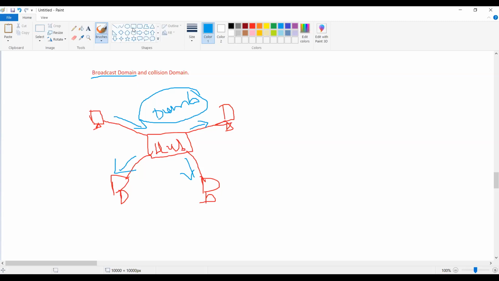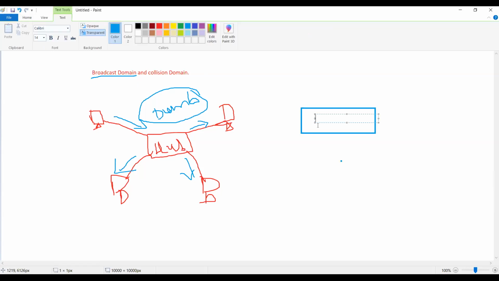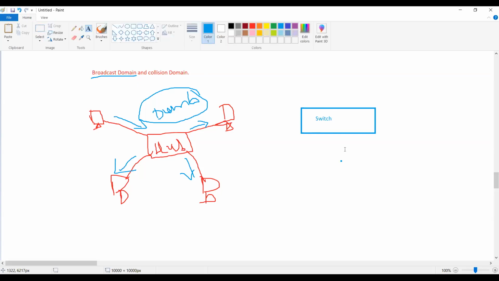Now we'll understand that broadcast domain from a switch perspective. Okay, this is a switch. Now, a switch is basically a layer 2 device. So I would consider some PCs. These are the PCs connected to it.